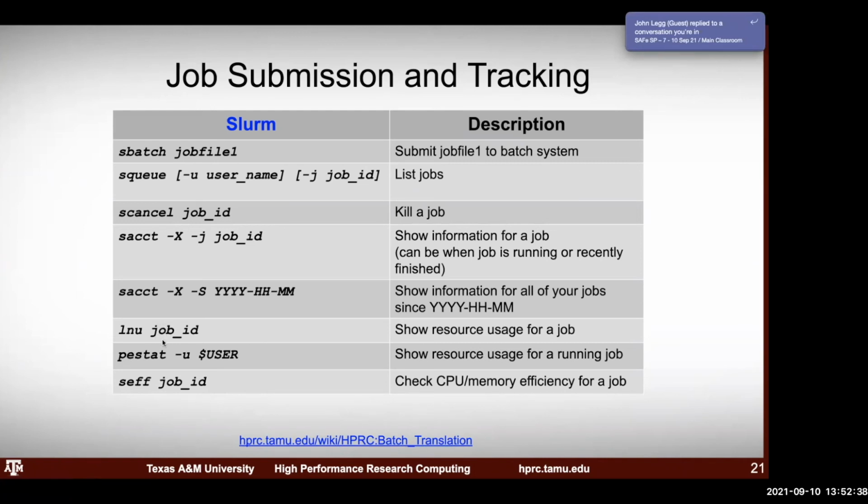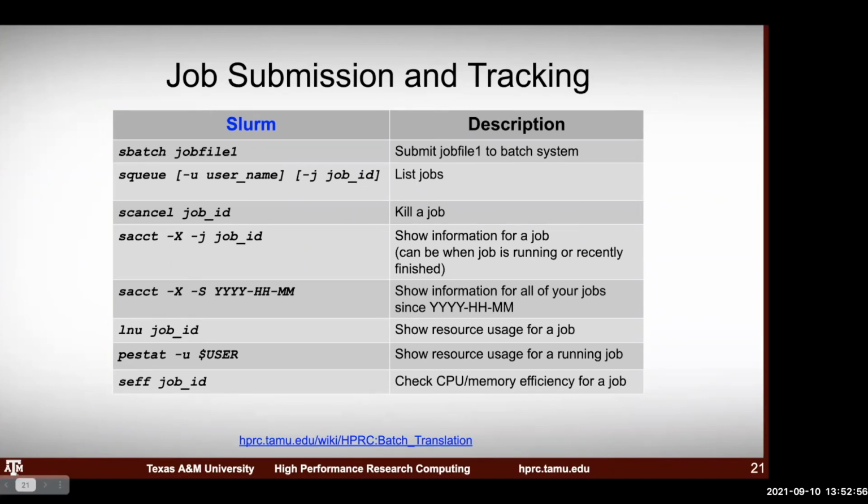And as far as remembering which ones use job IDs and which ones use usernames, not super important. If you try to use lnu with the user, it'll just tell you, hey, I want a job ID. And then you can go find the job ID from squeue. And same thing with pestat. If you give pestat a job ID, it's going to say, oh, no, I don't want a job ID, I want a username.